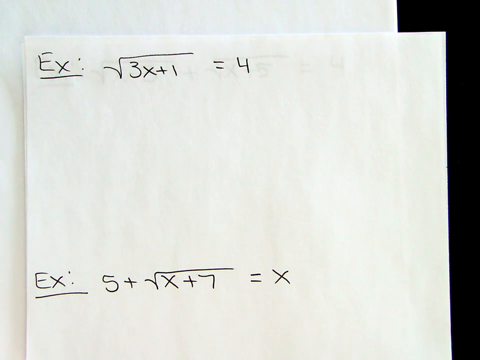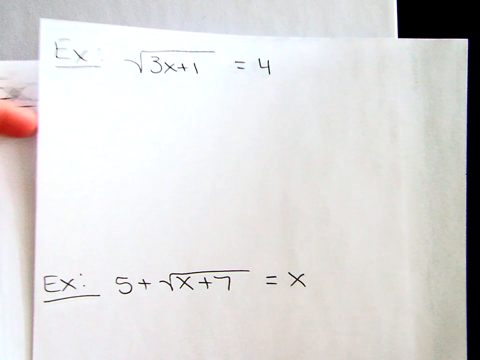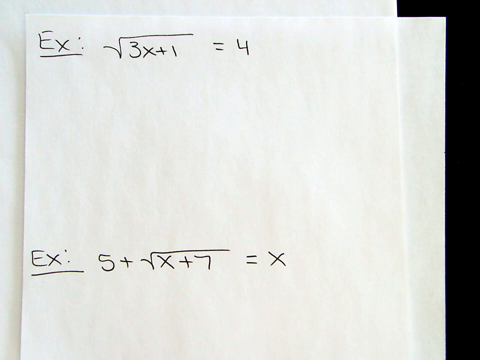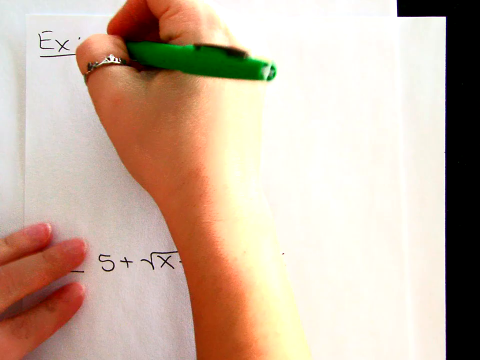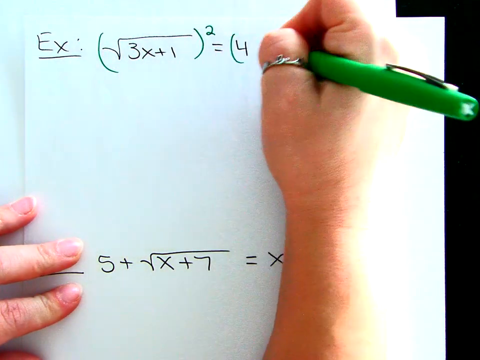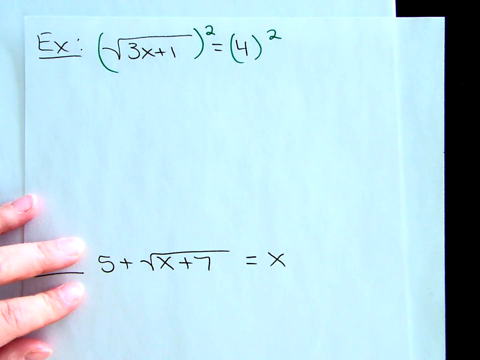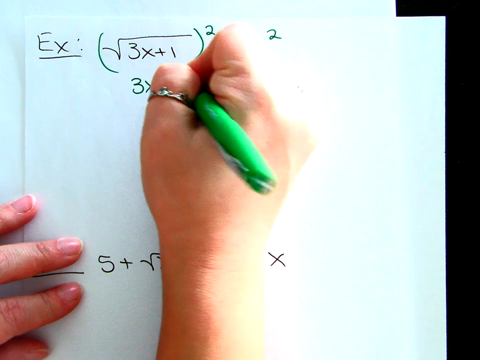All right, so when we solve radical equations, what you're going to want to do is get your radical by itself. In this case, the radical is by itself. But if it wasn't, you would want to isolate your radical. Get it by itself first. And then once it's by itself, we're going to think, okay, I have the square root of 3x plus 1 equals 4. What is the quote-unquote opposite of a square root? A square. So that's what I'm going to do. I'm going to square both sides. Because if I square a square root, it goes away, leaving me with 3x plus 1 equals 4 squared, which is 16.